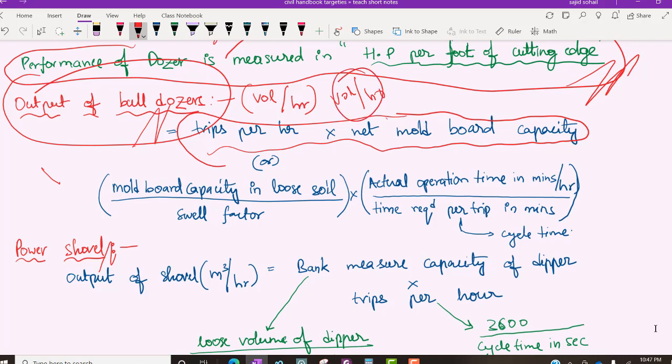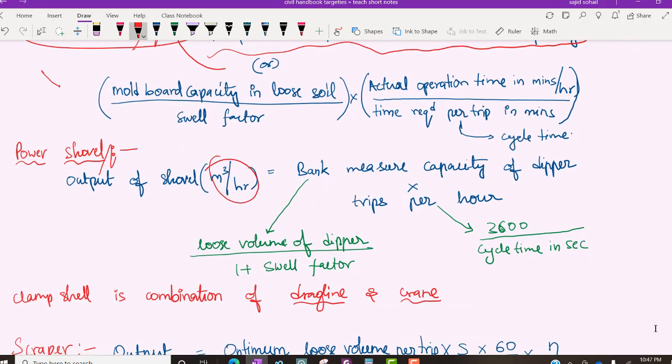Unit याद रख लो, उसके हिसाब से whatever is given in the question, just use it and do your question. Similarly, power shovel, answer should be in volume per hour, that is meter cube per hour. Whatever your variables are given in the question, just multiply, your answer should be meter cube per hour. Okay, so output of power shovel, you can write it as bank measure capacity of dipper into trips per hour.